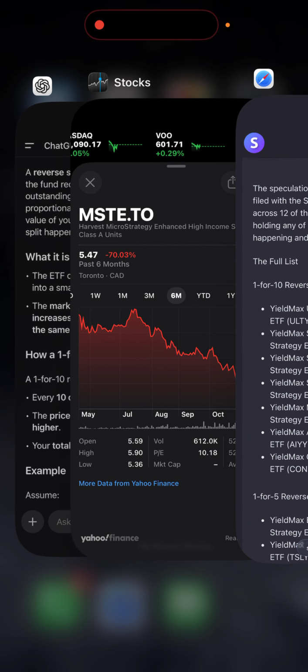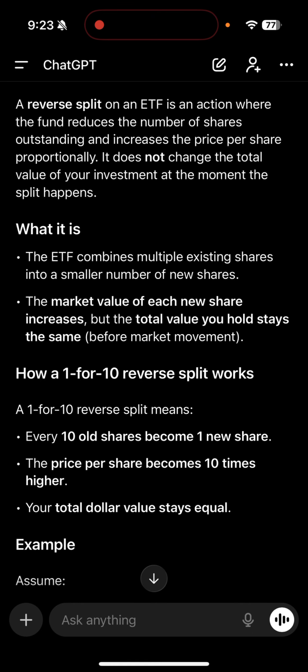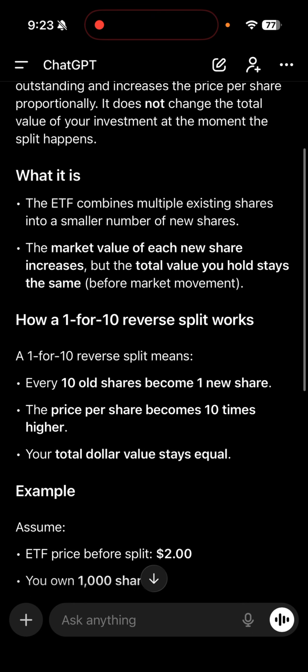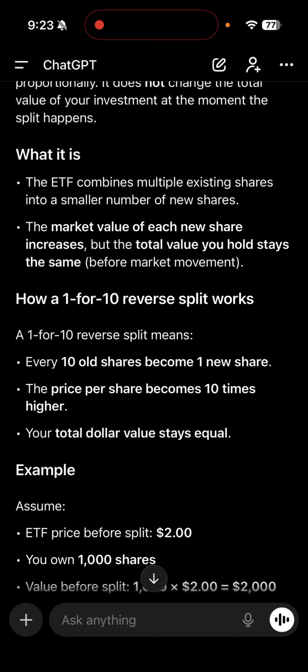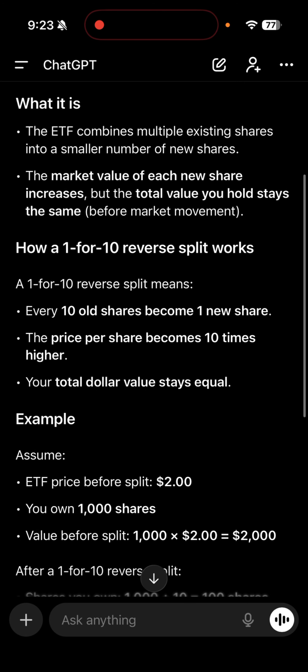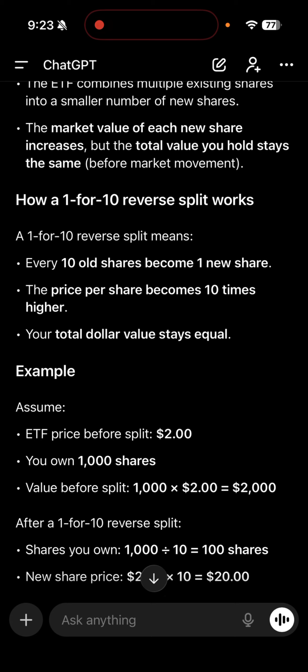Now, to try to simplify it, I was just talking to ChatGPT about it. For this example, we're going to do a 1-for-10 reverse split. So for every 10 old shares, you get one new share. The price per share becomes 10 times higher. I think there are lots of different ways they can do these reverse splits, but we're just going to use this example of a 1-for-10.